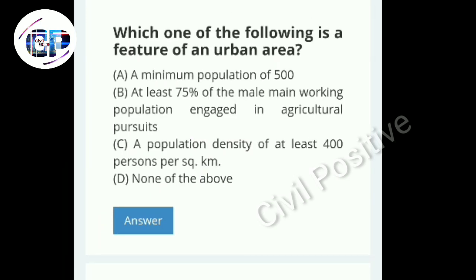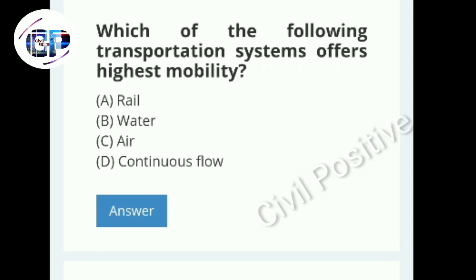Which one of the following is a feature of an urban area? Minimum population of 500, at least 75% of the main working population engaged in agriculture, a population density of at least 400 per square kilometer, none of the above. Answer C, a population density of at least 400 per square kilometer. Which of the following transportation systems offers the highest mobility? Rail, water, air, continuous flow. Answer C, air.